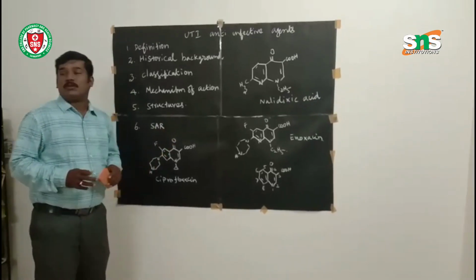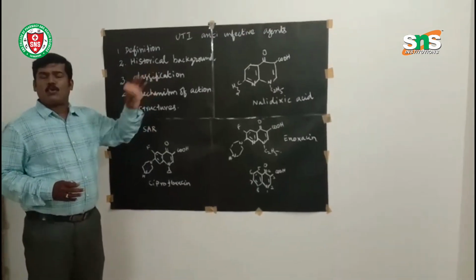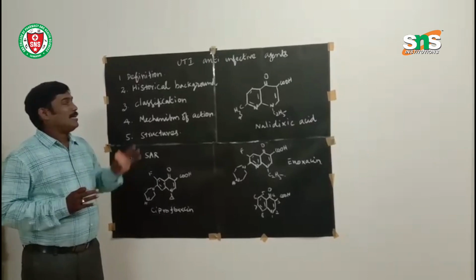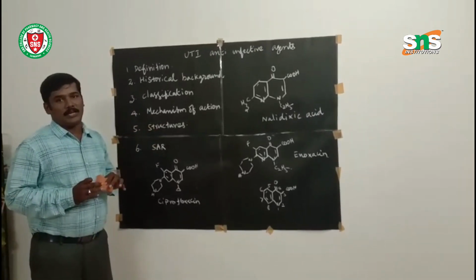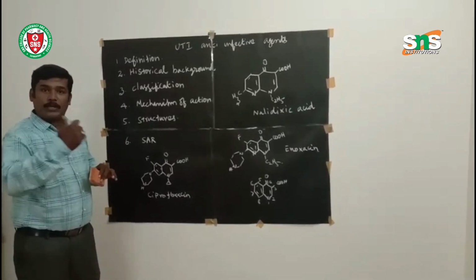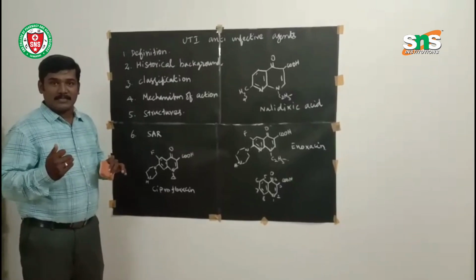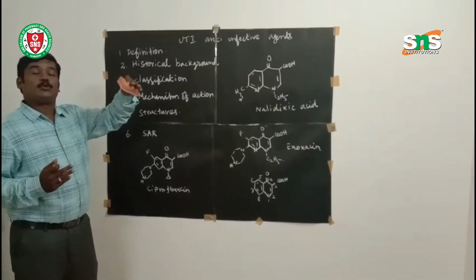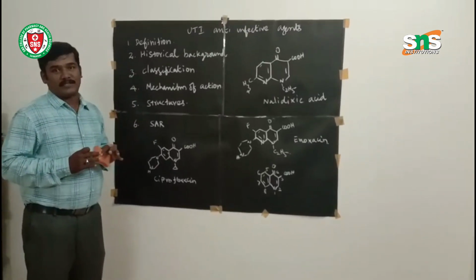Today I am going to discuss the urinary tract anti-infective agents. Before going into the topic, we have to know what urinary tract infections are. These are infections which mainly affect part of the urinary tract. If it affects the lower part of the urinary tract, it is known as cystitis, otherwise known as bladder infections. If it affects the upper urinary tract, it is known as pyelonephritis or kidney infections.